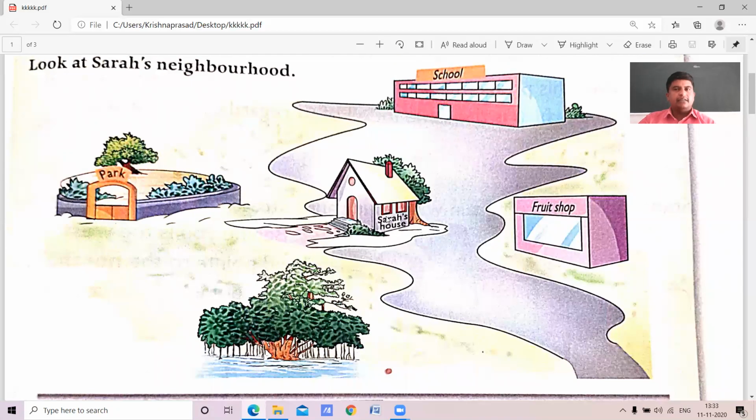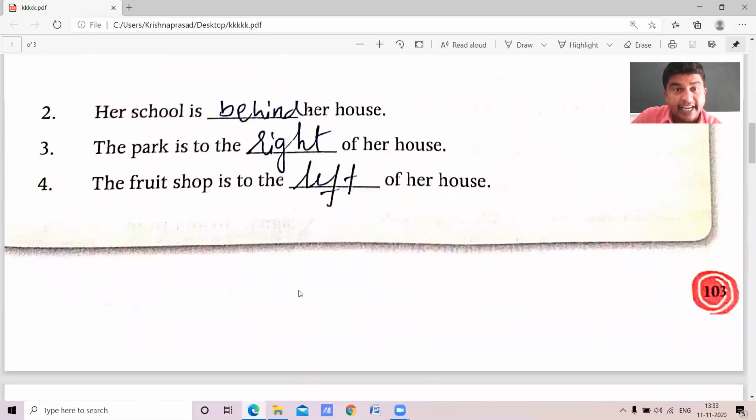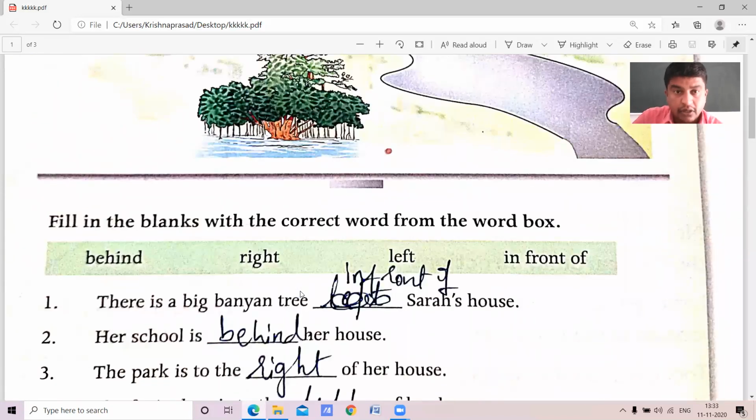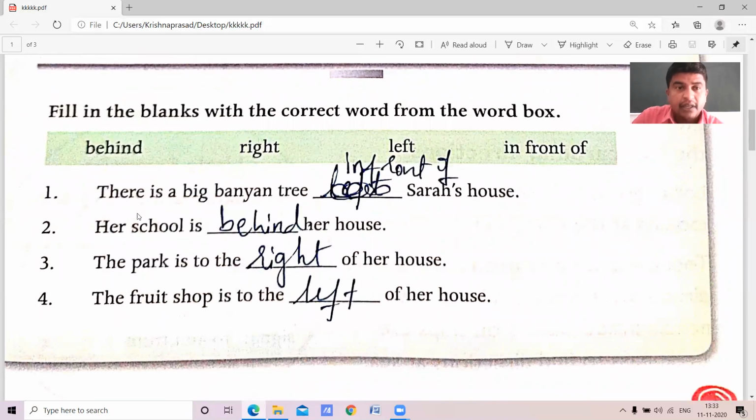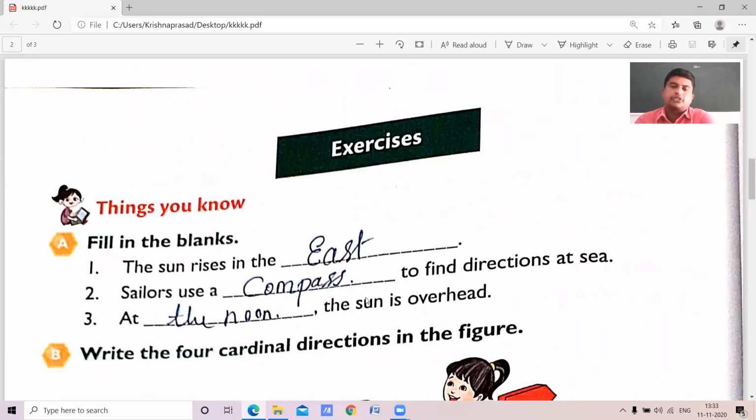Can you agree with me, children? Actually, the way you are looking at the house is not the direction. Look at the front door. Keeping this as the center point, you have to share the relations. What kind of relations? Cardinal directions and relative directions. The first one is in front, second one is behind, third one is right, and fourth one is left. Now let's start with the exercise, dear students.